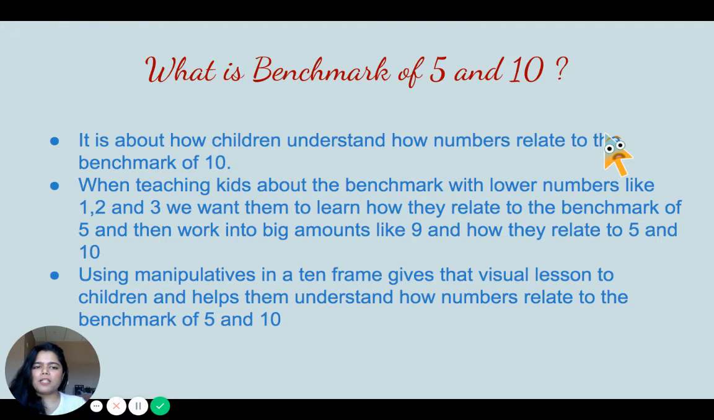When teaching kids about benchmark with lower numbers like 1, 2, and 3, we want them to learn how they relate to the benchmark of 5. So for example, if you're teaching a child about 1, 2, and 3, and you want them to understand how 1, 2, and 3 connect with 5, you can show them using visuals that 2 plus 3 makes 5, or 3 plus 2 plus 1 makes 5. Basically trying to show them how the numbers relate and how they add up together to create the number 5 or the number 10. Using manipulatives in a 10 frame gives visual lessons to children and helps them understand how numbers relate to 5 and 10.